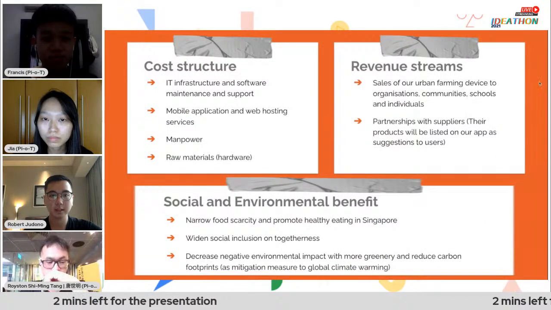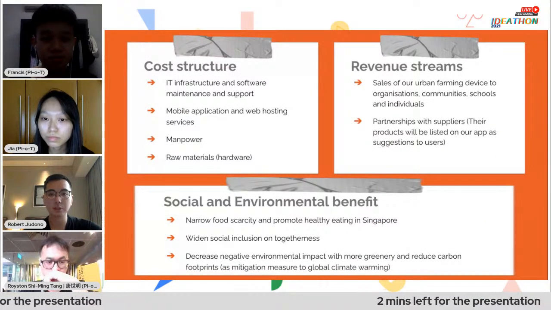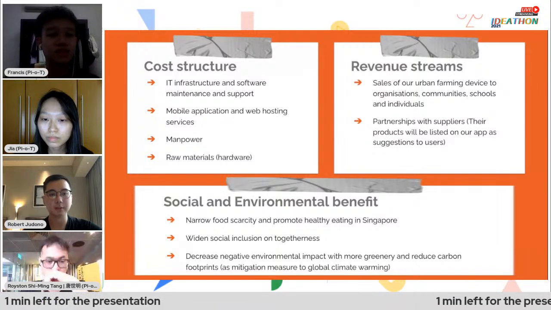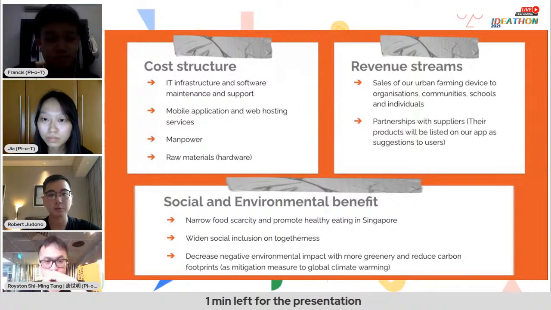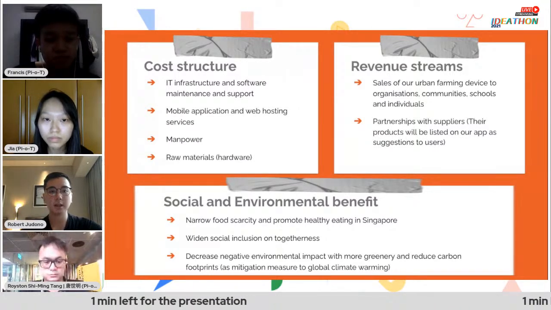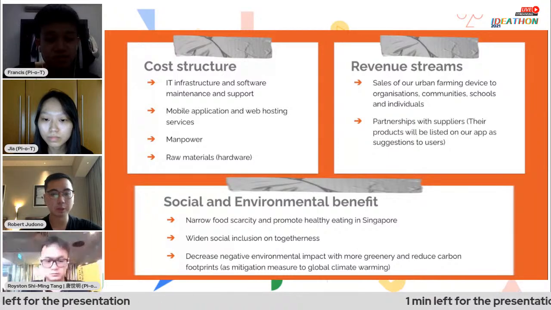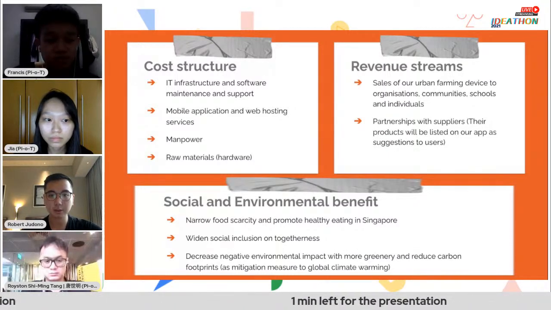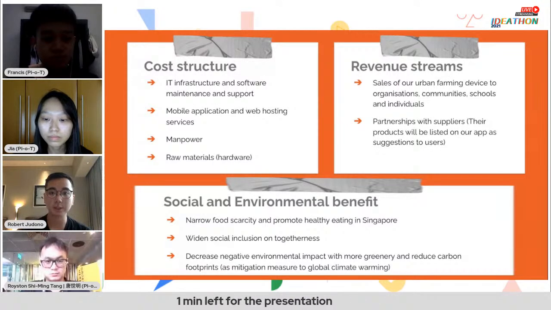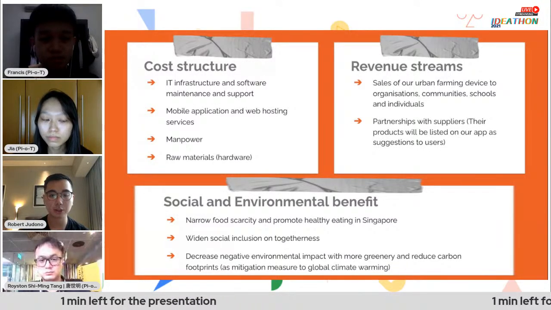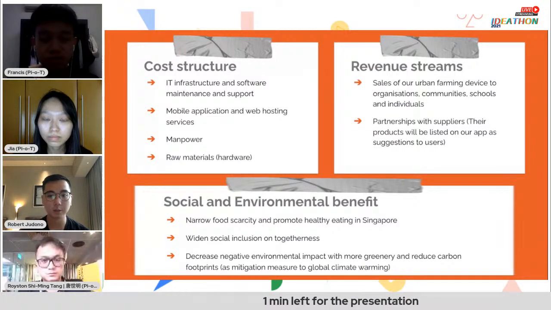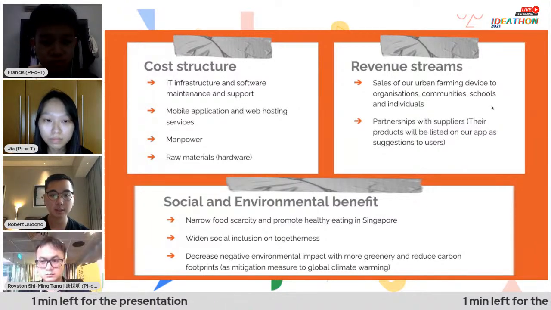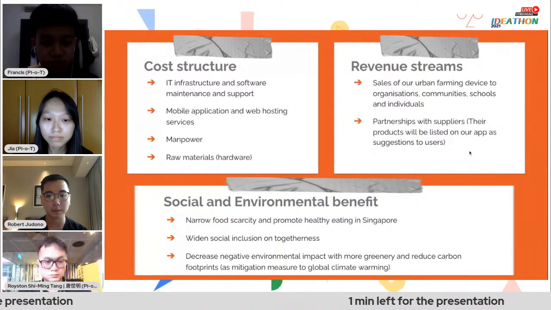Next slide. And so now I'll be talking about the cost structure, revenue, and also the social and environmental benefits. So the cost mainly is IT infrastructure and software maintenance, development, and support, mobile application, web hosting, manpower for coding, and also raw materials. And for the revenue stream, it will be from sales from urban farming and also partnership with suppliers. And for the social and environmental benefits, we promote healthy eating in Singapore and also widen social inclusion and togetherness and decrease negative environmental impact. Next slide.